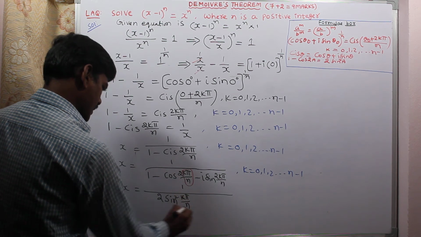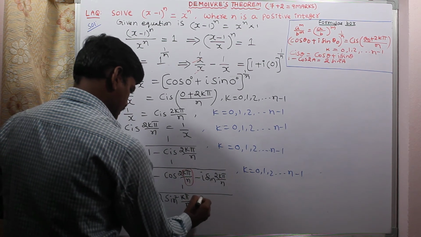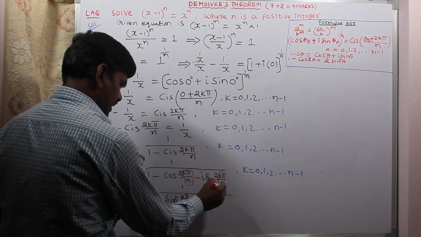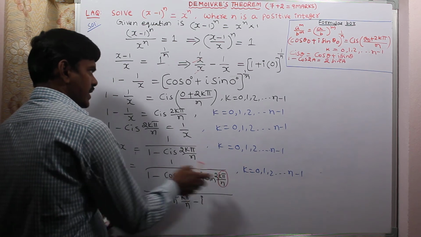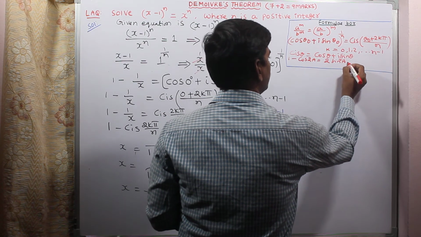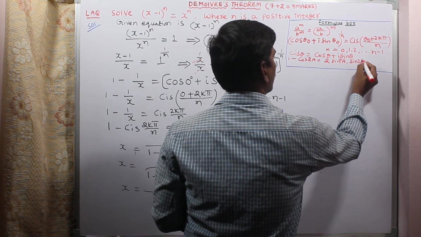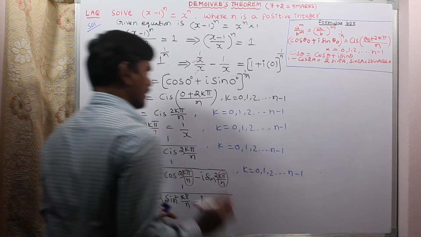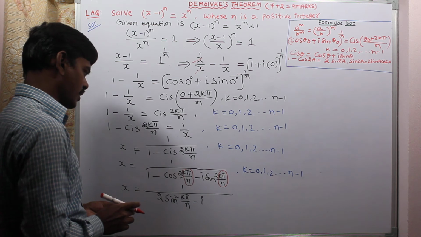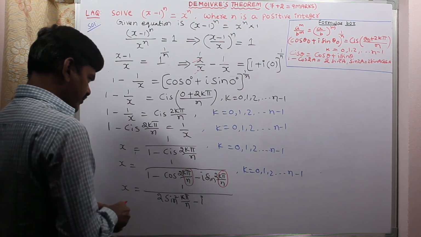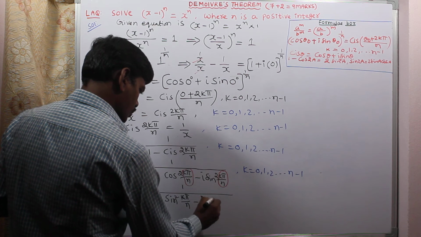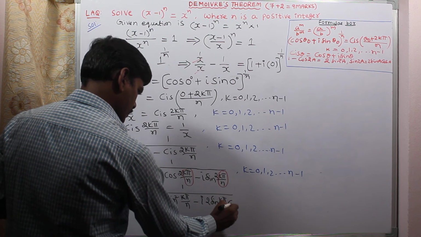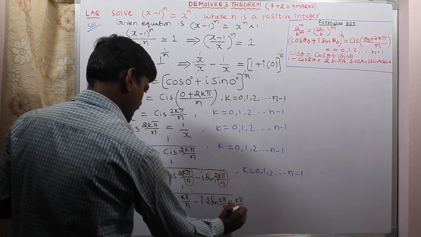Minus iota, same. Again, assuming k pi by n as a, it looks like sin 2a. If you recall the sin 2a formula, it is 2 sin a cos a. All these are trigonometry formulas, very useful formulas, we should remember. Sin 2a formula, 2 sin a cos a, where a is k pi by n.